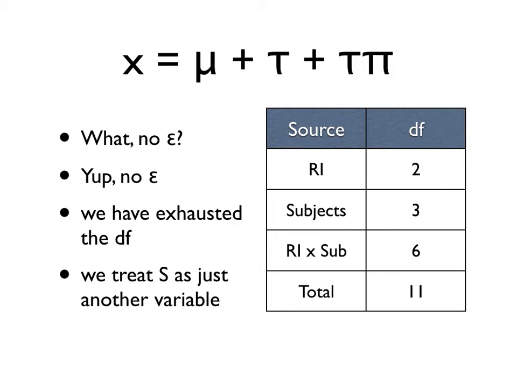So in fact, we get this. With our example we had retention interval, subjects, retention interval by subjects, and total. Notice how these degrees of freedom didn't change from what we had before. And in fact, the mean squares wouldn't change. Literally wouldn't change.